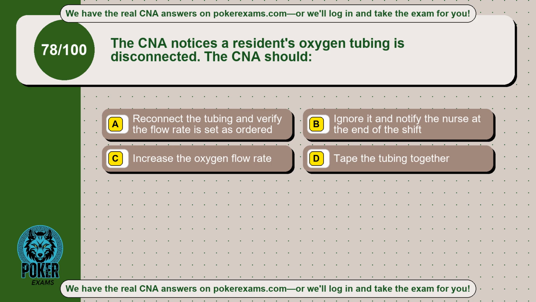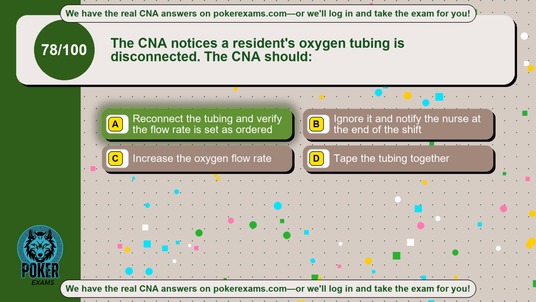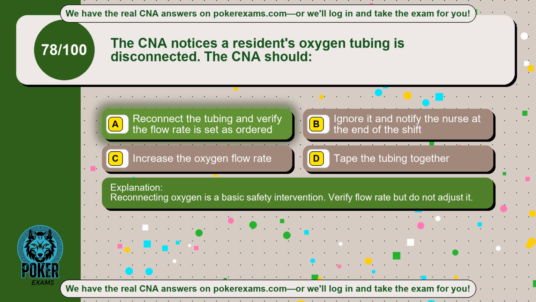Question 78. The CNA notices a resident's oxygen tubing is disconnected. The CNA should: Option A, reconnect the tubing and verify the flow rate is set as ordered. Option B, ignore it and notify the nurse at the end of the shift. Option C, increase the oxygen flow rate. Option D, tape the tubing together. The correct answer is option A. Reconnect the tubing and verify the flow rate is set as ordered. Reconnecting oxygen is a basic safety intervention. Verify flow rate but do not adjust it.